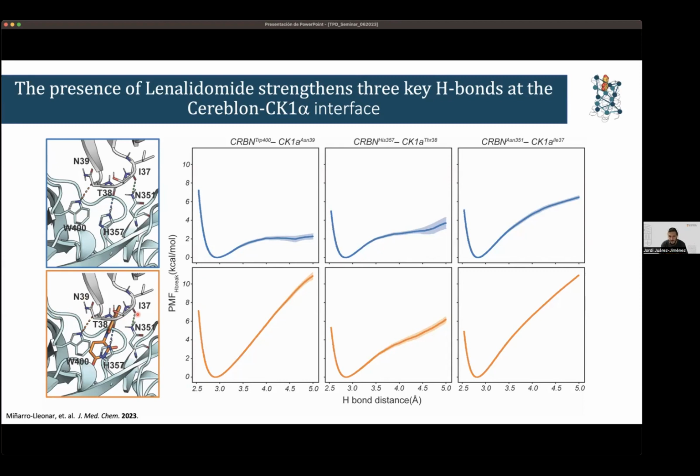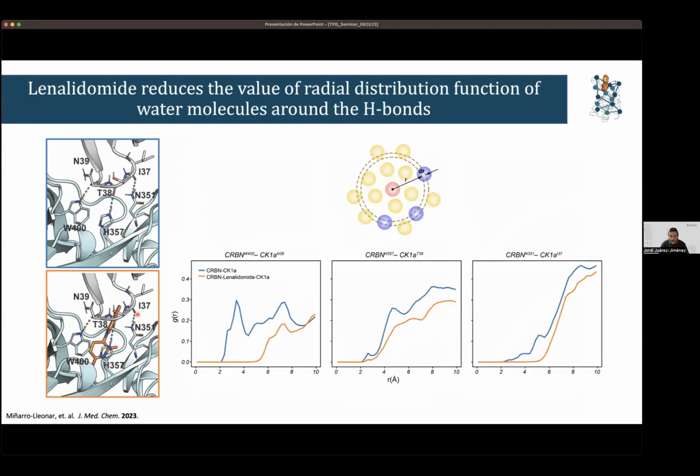And the current theory is that this is because water can act as a sort of catalyst. It will replace one of the interacting groups and make this hydrogen bond easier to break. So what we did in our simulations, we evaluated how accessible the hydrogen bonds were when lenalidomide was present and when it was not.